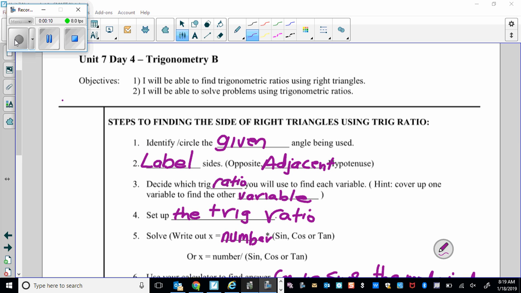Today I'm doing the Unit 7, Day 4 video, trigonometric part, the second part. In this part, we will come up with some technique or method to help you solve for the missing angle or the missing side. So we decided to first give you steps for finding the sides of a right triangle using trig ratio. And on the second page, we're going to talk about finding the angle using trig ratio. So these are the steps.